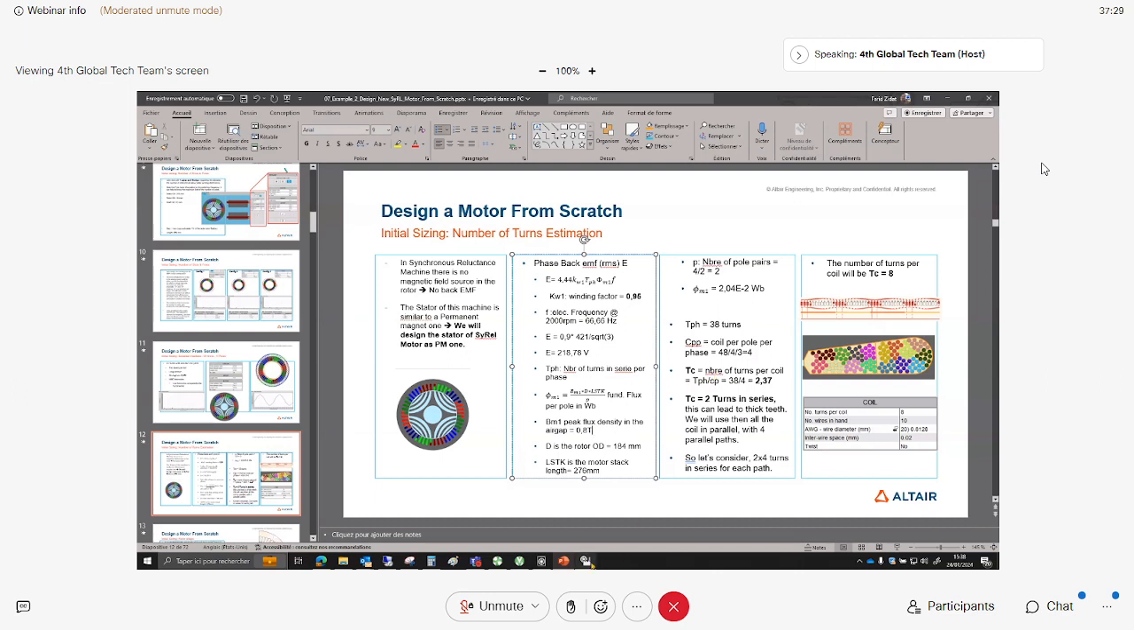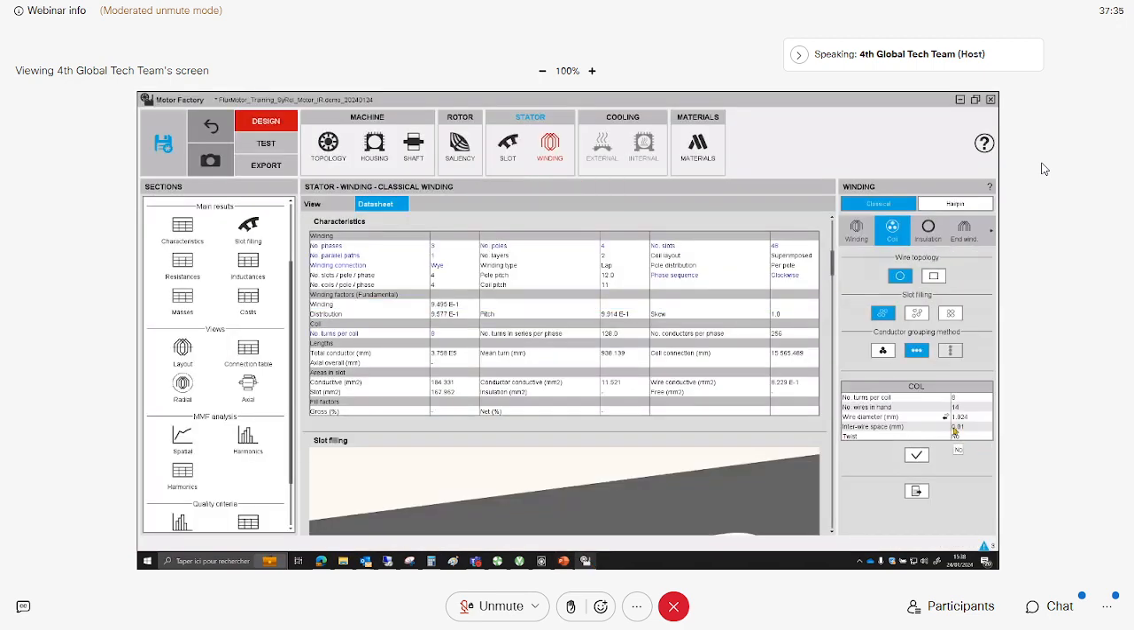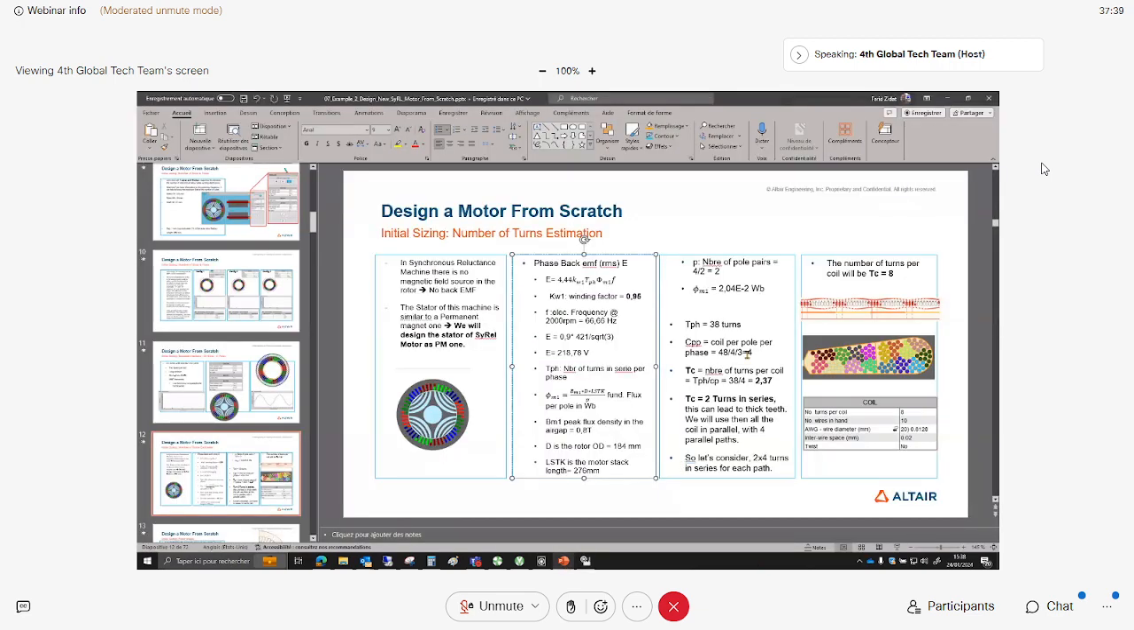But in the flux motor, I need the number of turns. If I go here, the number of turns per coil. So I have to compute the number of turns per coil. The number of coils per pole and per phase is the number of slots divided by the number of poles divided by the number of phases. I have the number of coils here per pole and per phase.